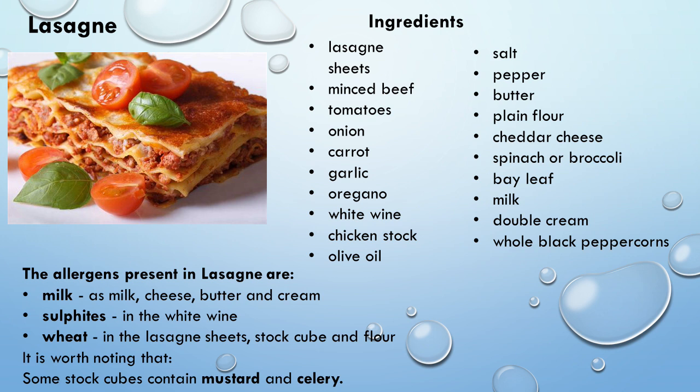Now, the allergens present in lasagna are milk, as in milk, cheese, butter, and cream; sulphites in the white wine; wheat in the lasagna sheet, stock cube, and flour. So it is worth noting that some stock cubes contain mustard and celery.